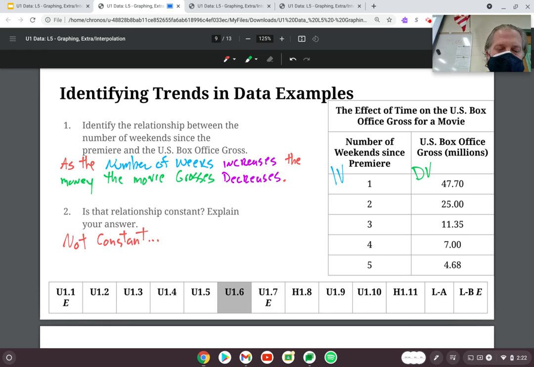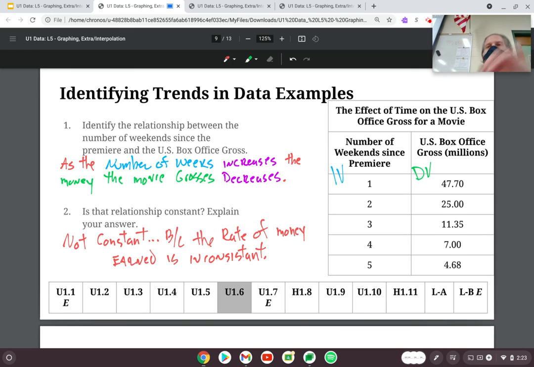So I would say that it's not constant because the rate of money earned is inconsistent. That's pretty much what I would say.